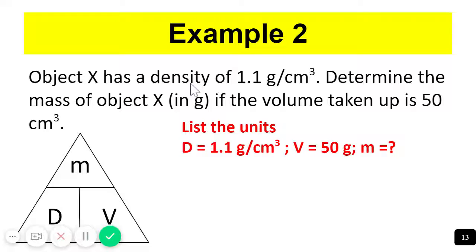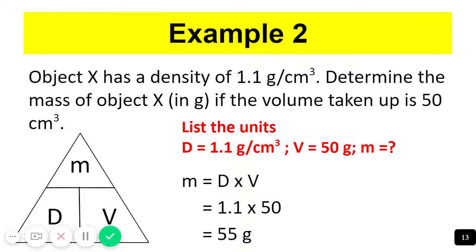Now, as I've said before, the triangle is very useful because now we are trying to calculate mass. So use your hand and cover mass. What do you see? You see D and V, so in other words, D times V. Let's go to the next step. You write down mass equals D times V. 1.1 times 50 is 55 grams. Remember, the question has already given you the unit, so you must take care of placing the right unit to the right value.